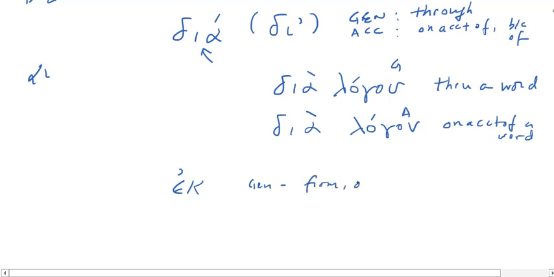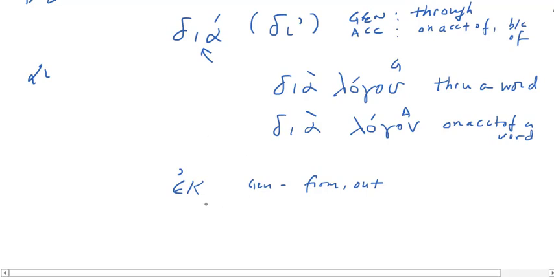What case does Eck take its object in? Genitive. Okay? And what does it mean when it's followed by the genitive case? From, out of. So the idea here, by the way, this is what can make it distinct from apa. The idea is that something's probably enclosed and comes out of it, right? With ek, apa, something is at a location and moves away from it. Very similar notions, but slightly different.